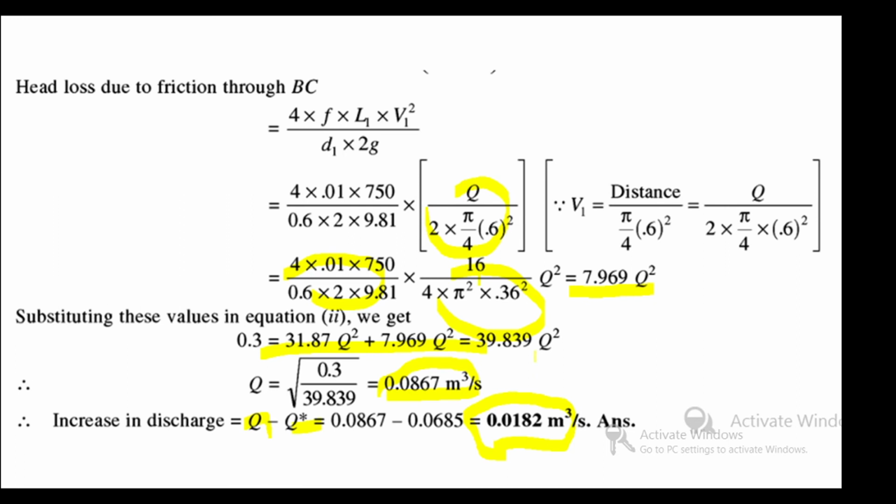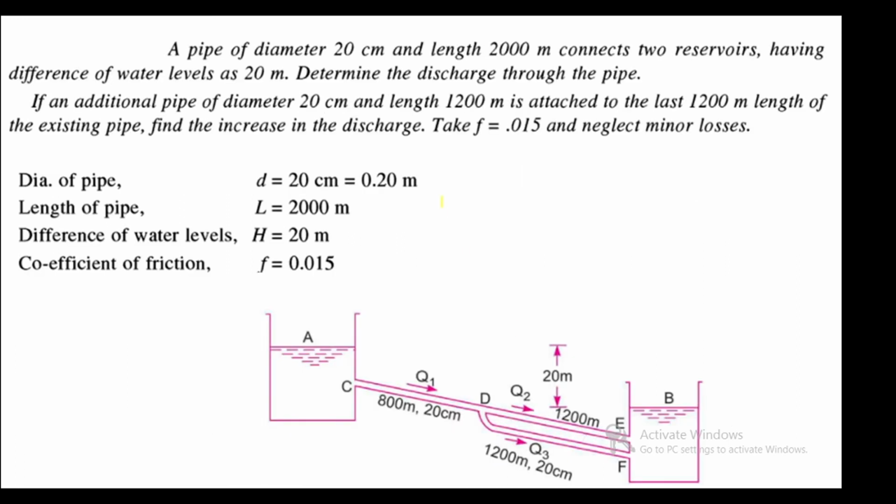And then there is one problem you have to work out. A pipe of diameter 20 centimeter and length 2000 meter connects two reservoirs with a difference in water level of 20 meter. Determine the discharge through the pipe. An additional pipe of 20 centimeter diameter and length 1200 meter is attached to the last 1200 meter length of the existing pipe. Find the increase in discharge.